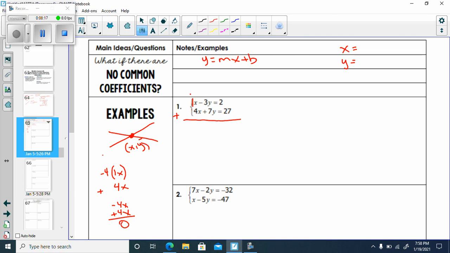Let's do that. Everything up here, let's multiply by negative 4. Okay, now we're not just changing the signs. We are using our distributive property on everything up here. This equation becomes negative 4 times 1 is negative 4x. Negative 4 times negative 3 is positive 12y. Negative 4 times 2 is negative 8.